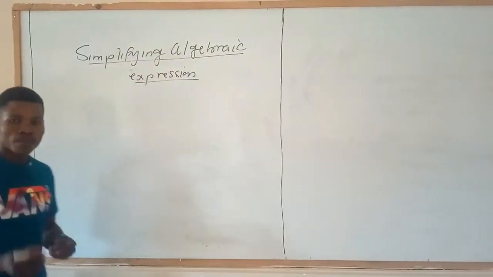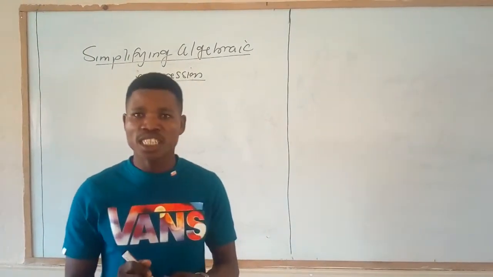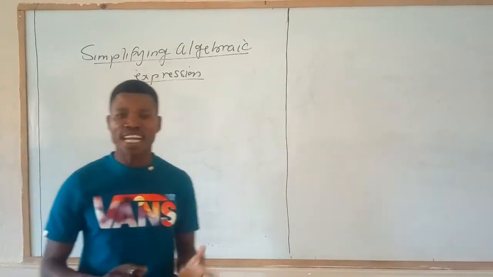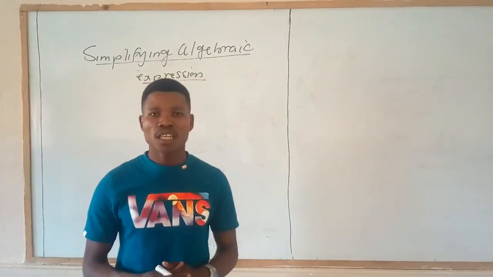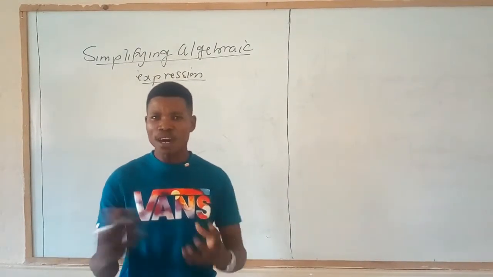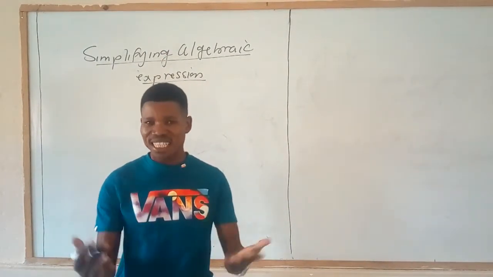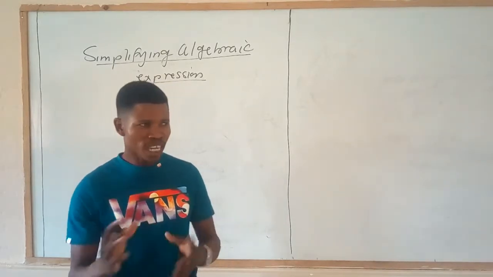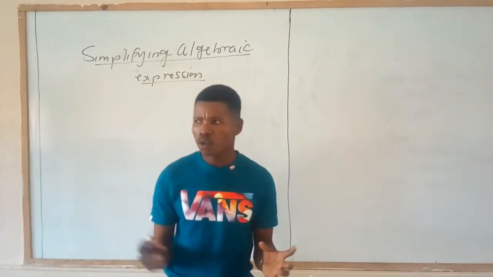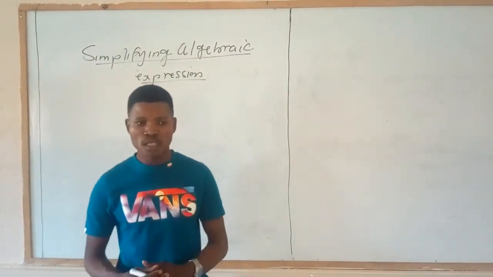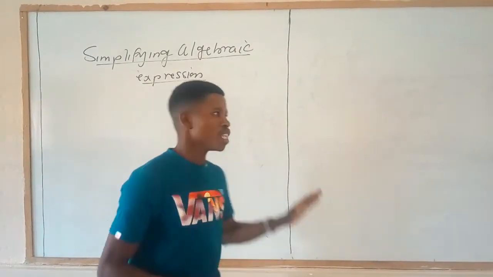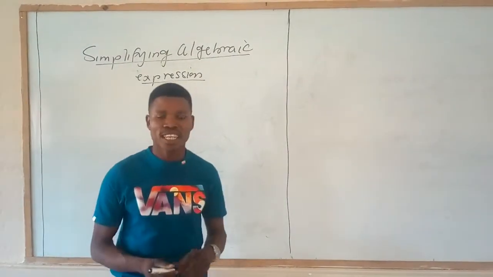To simplify an algebraic expression simply means to combine the like terms. That's what we mean by simplifying. In short, to simplify something is to make it as simple as possible so that someone is able to understand it. If something is ambiguous, we need to make sure that even a grade 1 learner is able to read it. That's what we mean by simplifying an algebraic expression.